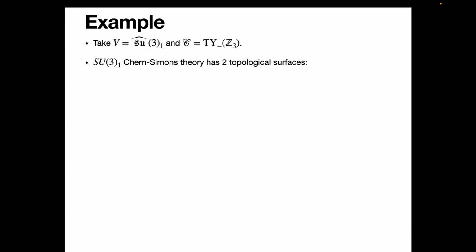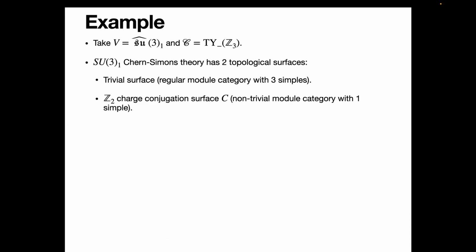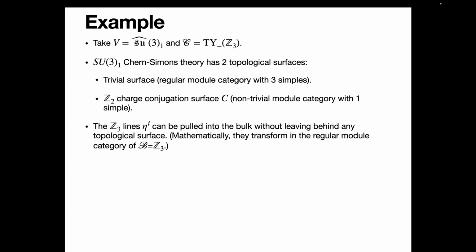So good. Let's go back to this example. SU(3) level 1 Chern-Simons theory has two topological surfaces. It has the trivial surface, which corresponds to the regular module category. And it has a Z2 charge conjugation surface, which corresponds to a non-trivial module category with one object inside of it. The statement is that in order to figure out what becomes of the lines of this Tambara-Yamagami category when they're pulled into the bulk, you just have to understand how they transform under the Z3 part.